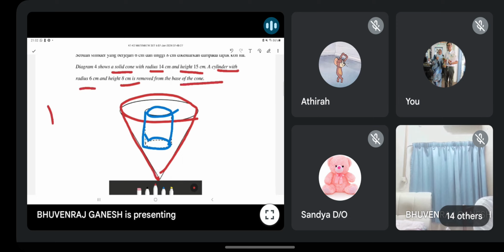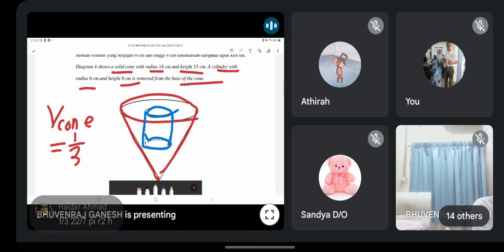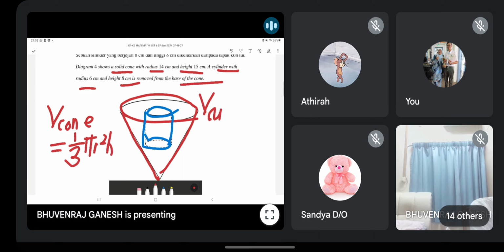Okay, so volume of cone. Can anyone tell me rumus, guys? Isi padu kon apa dia? I know kamu boleh lihat hadapan tapi saya nak kamu hafal. I want you remember. Sebab takkan bazir masa kamu selak ke hadapan. Okay, don't waste time to go in front then come back. Yes, 1 over 3 pi r square h. What is the volume of cylinder, guys? Rumus isi padu cylinder.